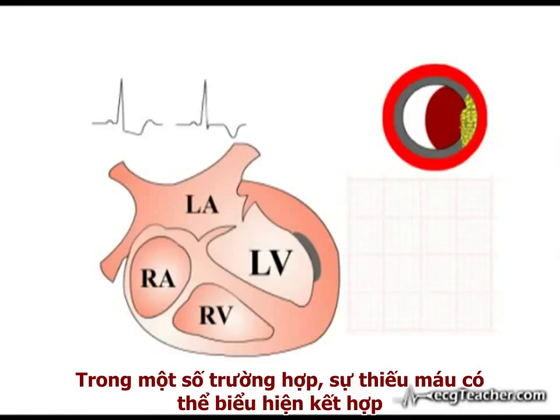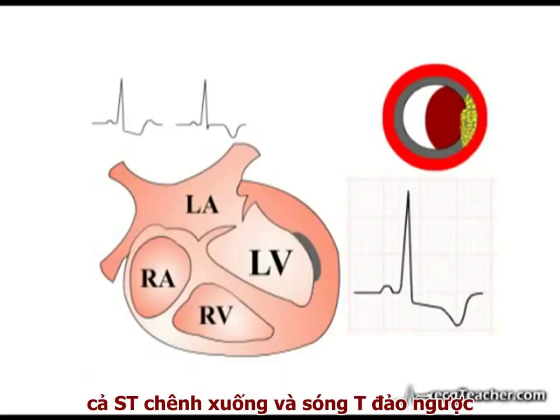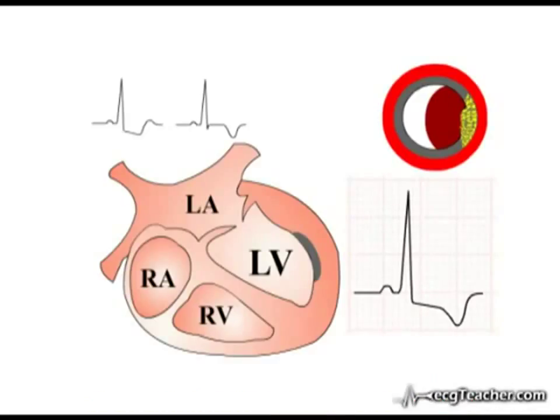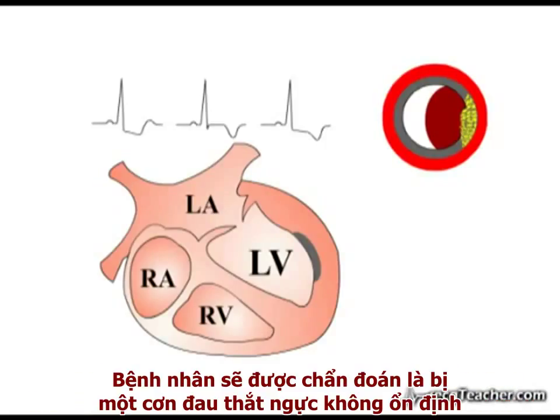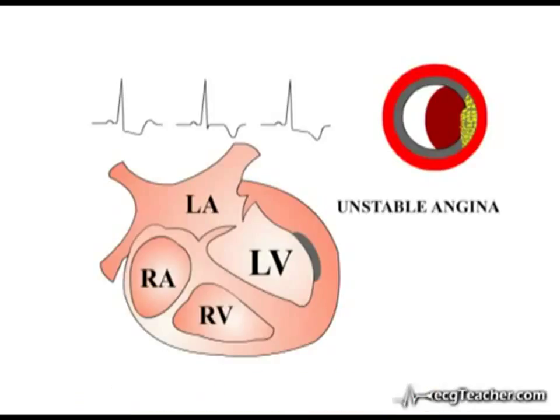On occasion, ischemia manifests as a combination of both ST segment depression and T wave inversion. If such an episode of partial occlusion resolves with no infarct developing in the ischemic area, the patient is said to have suffered an episode of unstable angina.